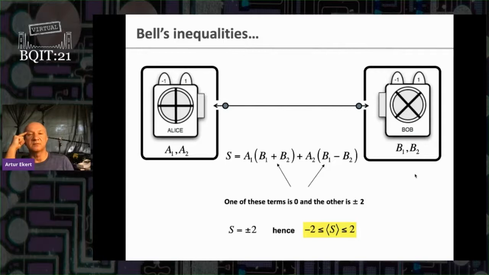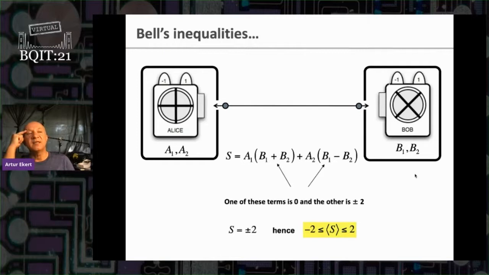So if B1, B2 are identical, then B1 minus B2 is equal to zero. And if they are not identical, then B1 plus B2 is equal to zero. Anyway, it's easy to see that this new random variable S can only be equal to plus two or minus two. That's just two possible numerical values. So if you run this experiment many, many times, and sometimes you get plus two, sometimes you get minus two, you look at the average value, so it has to be somewhere in between those two, right? So somewhere between minus two and two. And that is what is known as the CHSH inequality.